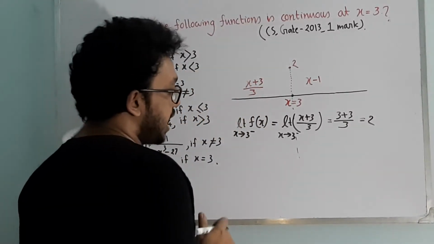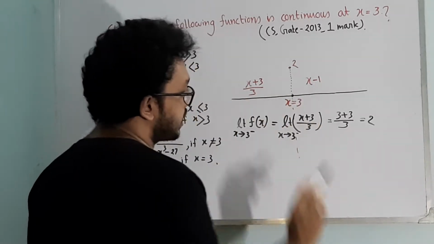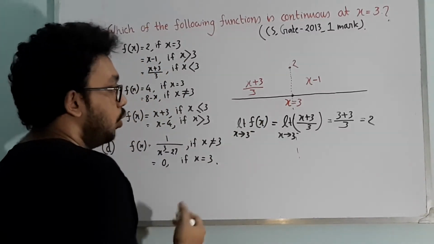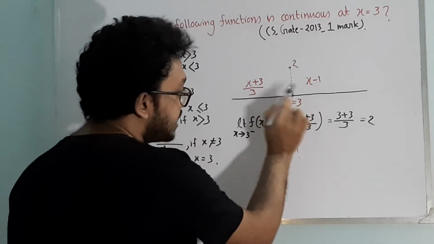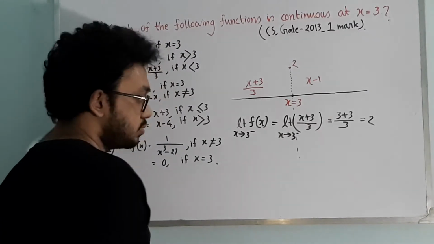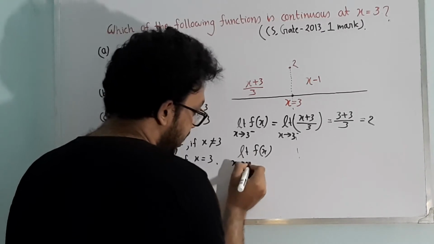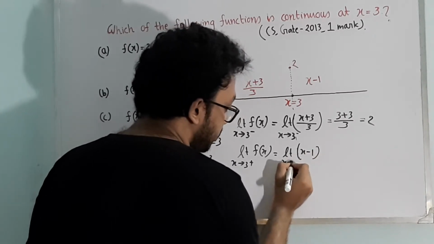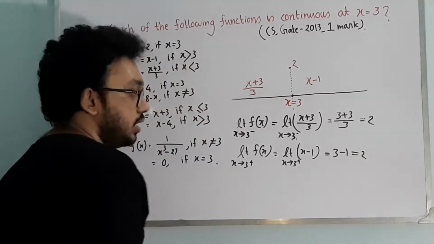Now come to the right hand limit. You observe that just in the right hand side of x equal to 3, f(x) equal to x minus 1. So while evaluating the right hand limit of f(x) at x equal to 3, we will replace f(x) by x minus 1, because just in the right hand side of x equal to 3, we have f(x) equal to x minus 1. So the right hand limit of the function f(x) at x equal to 3 will be equal to limit of x minus 1 when x is tending towards 3 plus, which is nothing but 3 minus 1 is equal to 2. This x replaced by 3, right?